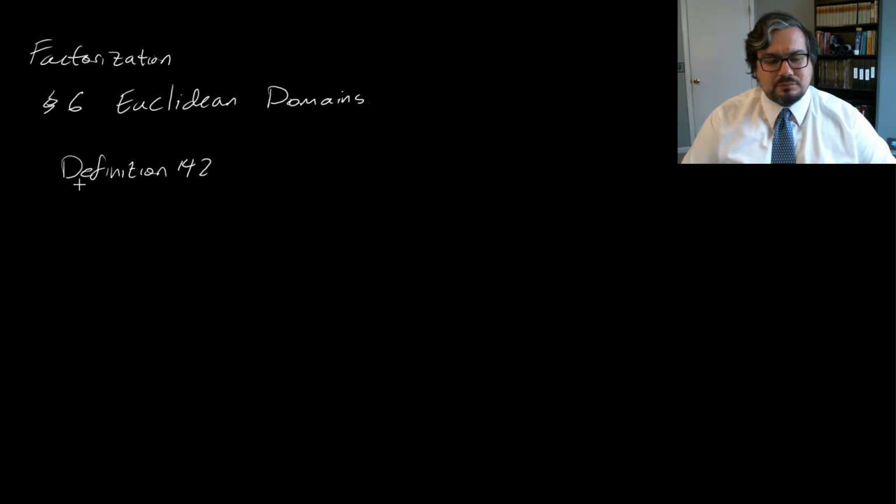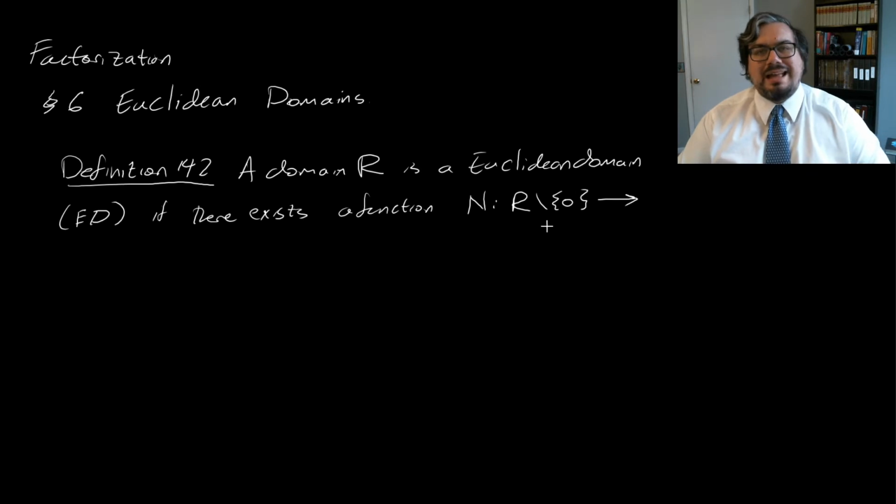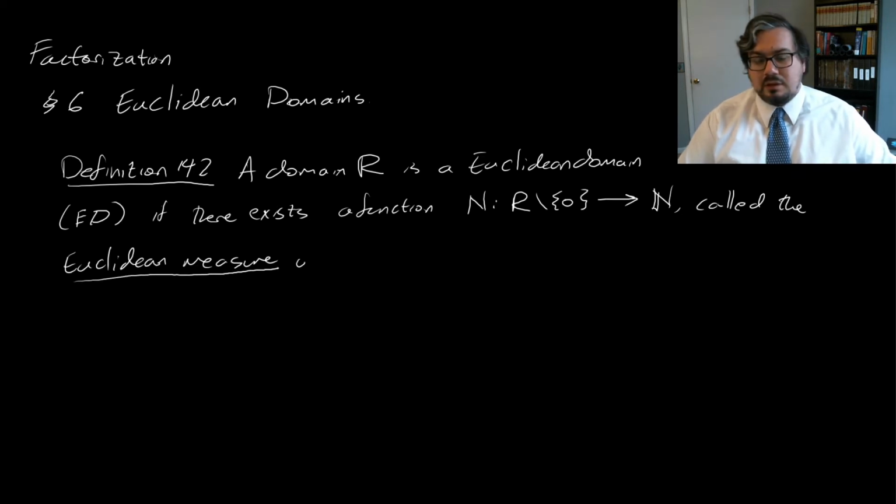Definition 142. A domain R is a Euclidean domain, which we often abbreviate as simply ED, if there exists a function n from the elements of R except 0 (it might take 0 as an input, but it doesn't have to) to the natural numbers, called the Euclidean measure, or simply the measure of R, satisfying the following.